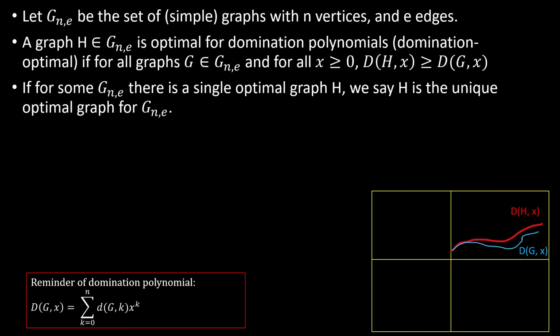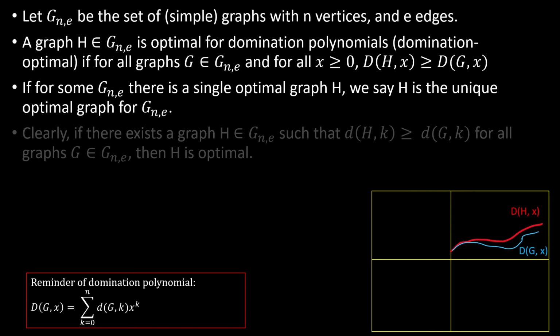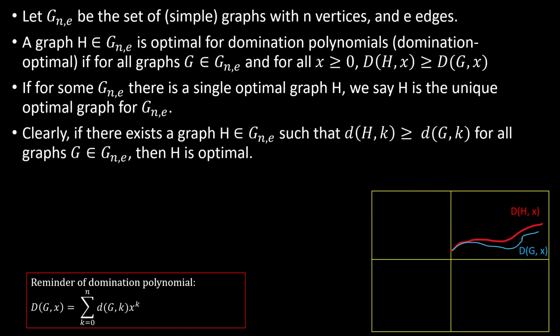If there's only a single domination optimal graph in the set G sub n e, then we say that graph is the uniquely optimal graph for G sub n e. One scenario that would clearly produce a domination optimal graph would be a graph H in G sub n e such that the number of dominating sets of k vertices is greater than or equal to that for any other graph in G sub n e for all positive k.